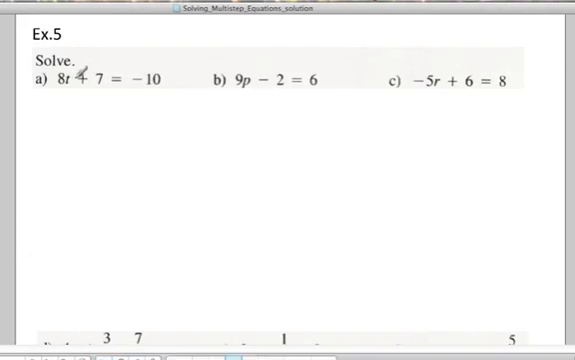Right, so for solving the equations, what we're going to do is use the opposite operation in order to isolate the variable, get the variable all by itself. We're going to use the steps BEDMAS backwards, which is SAMDEB.